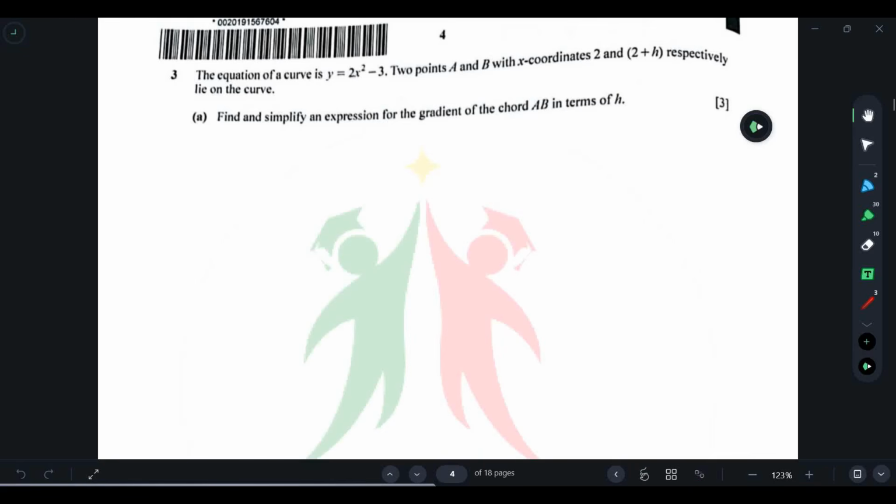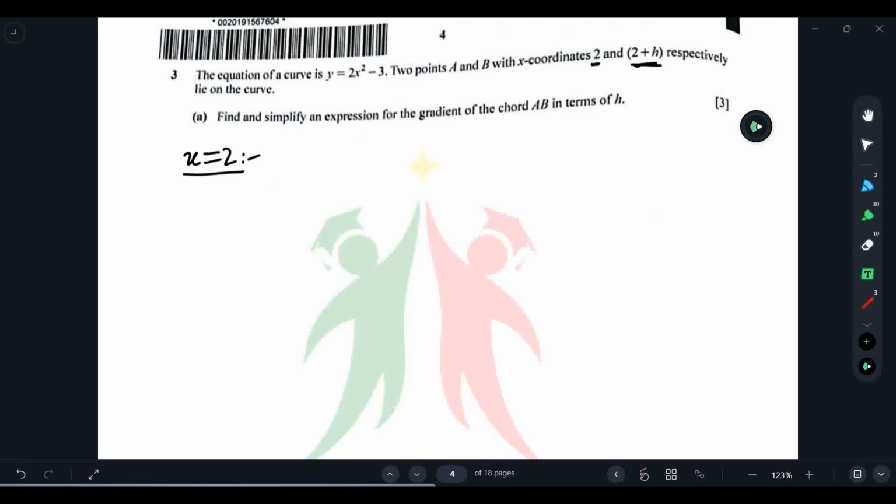Question number 3. The equation of a curve is this. 2 points A and B with x coordinates 2 and 2 plus h respectively lie on a curve. Find and simplify an expression for the gradient of the chord AB in terms of h. Now we just need to find out the gradient, but first of all we have to find out the coordinates. Now we know that the x coordinate is 2 and the other x coordinate is 2 plus h.